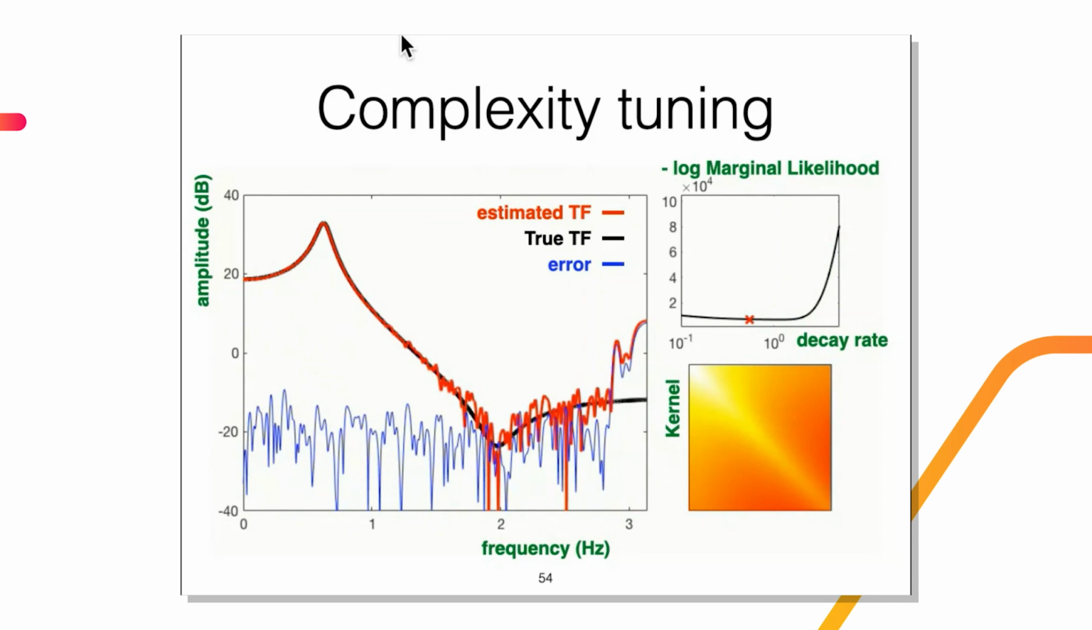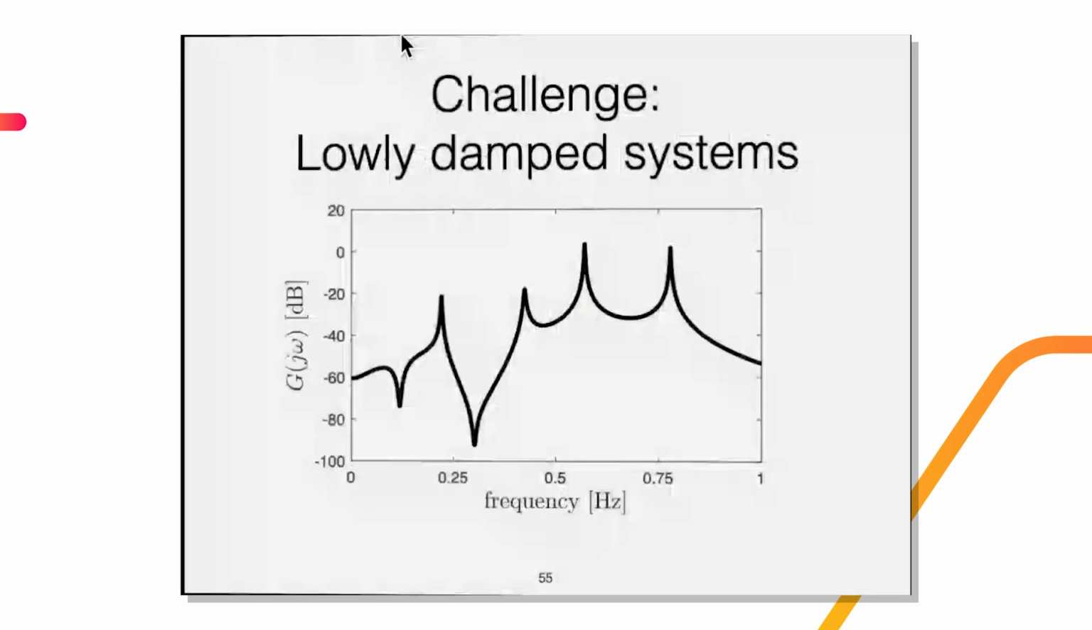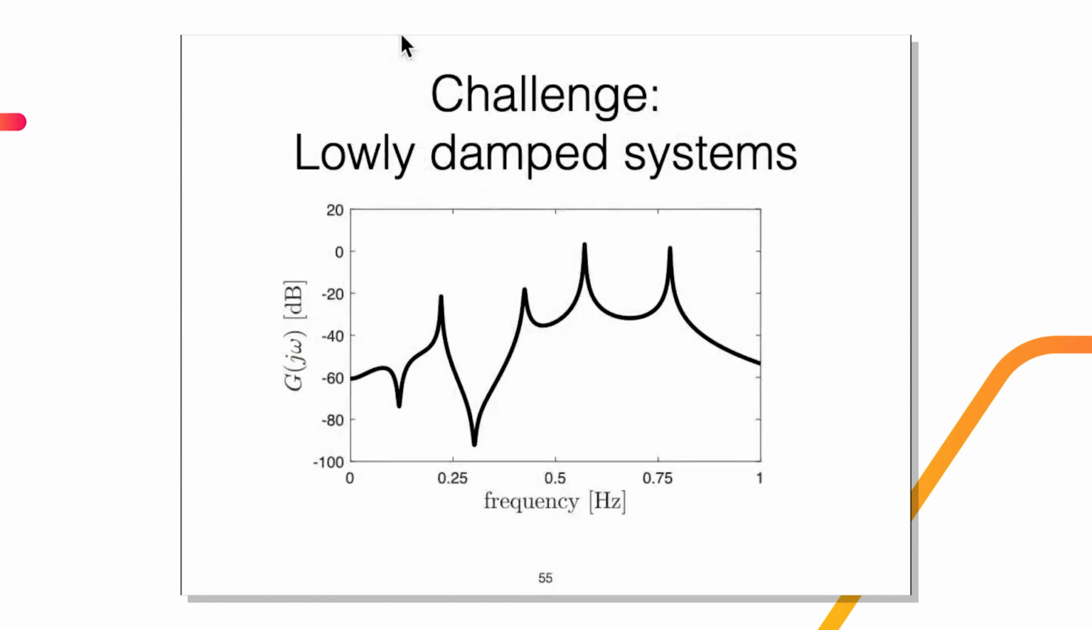And now some new thing. A challenge: lowly damped systems, and this is work done by Noël Hallemans, who is here in the room as well. The problem with a DC kernel is that it imposes smoothness. If you have lightly damped systems, these systems are going to oscillate very long. And this is prior knowledge that is not explicitly encoded in the system.